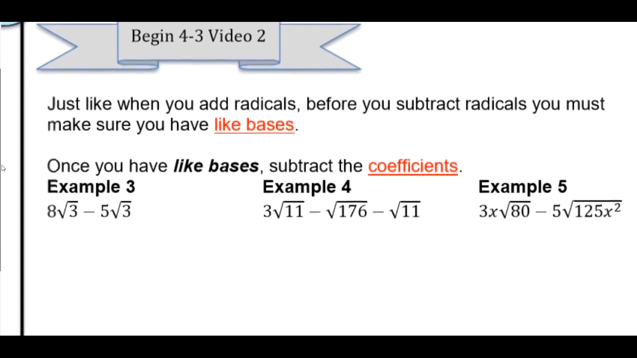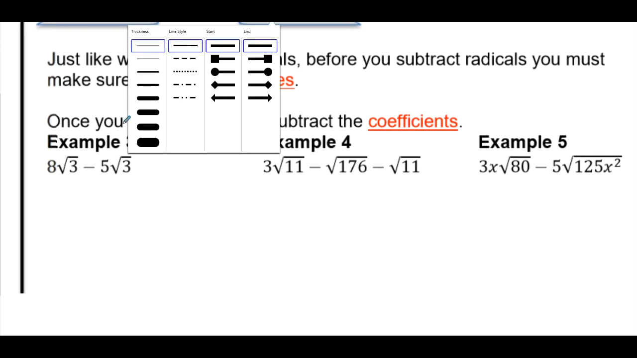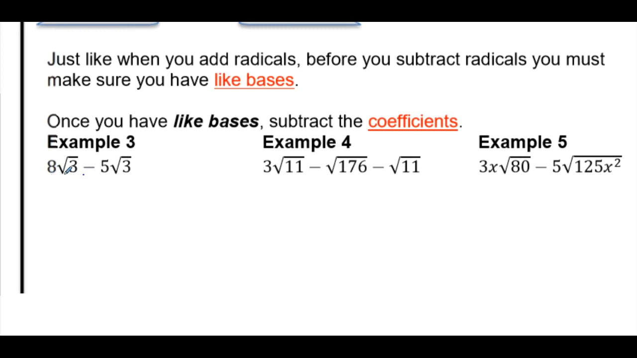Now, I gave you some slightly more complicated examples just to make sure we show you all the different types of problems you might see. So with this first one, you already have like terms because the radicand is the same on both. So I'm going to say 8 minus 5 is 3, and I've still got that radicand of 3. So 3 root 3 is my answer.